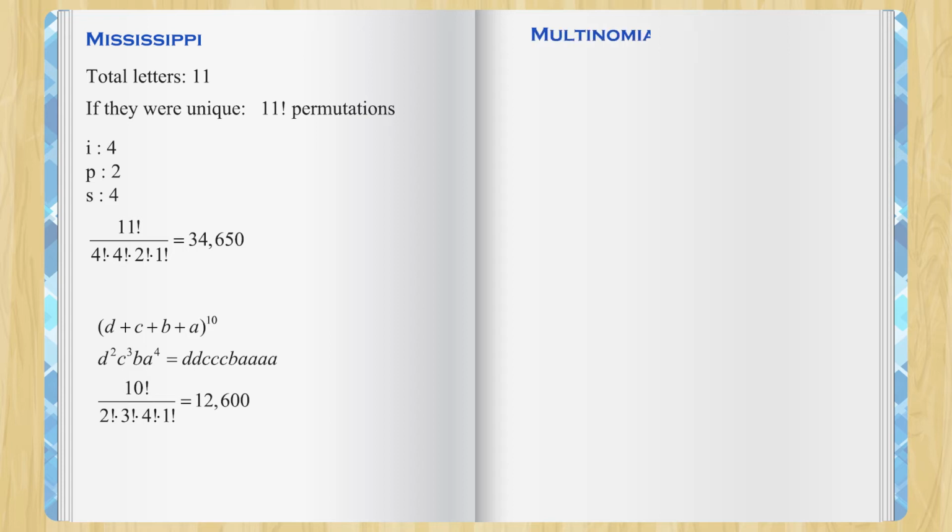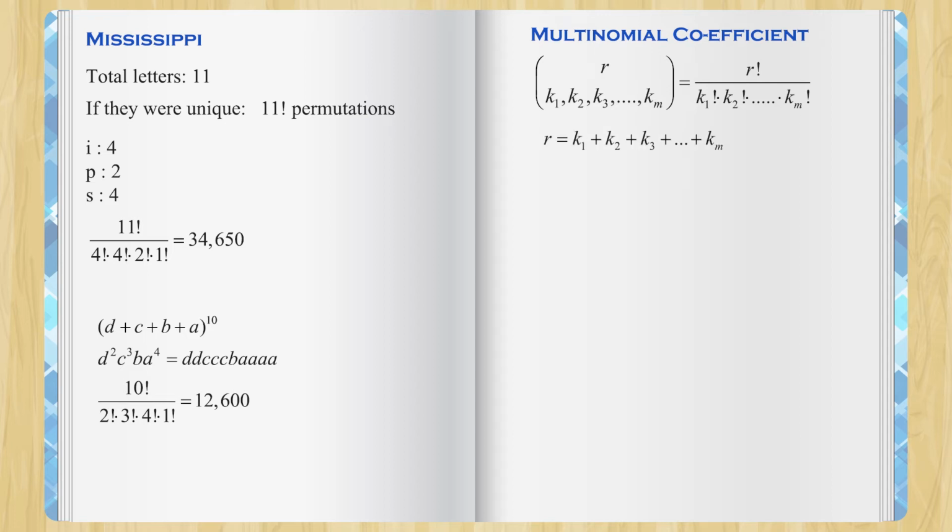The multinomial coefficient is just a generalization of the binomial coefficient. In general, the multinomial coefficient, as we see here, equals the number of distributions of R objects to M distinct recipients, such that recipient 1 receives K1 objects, recipient 2 receives K2 objects, and so forth. We do require that K1 plus K2 plus K3 all the way out to Km equals R, which ensures all the objects were dispersed. And of course, K1, K2, all the way out to Km be non-negative.